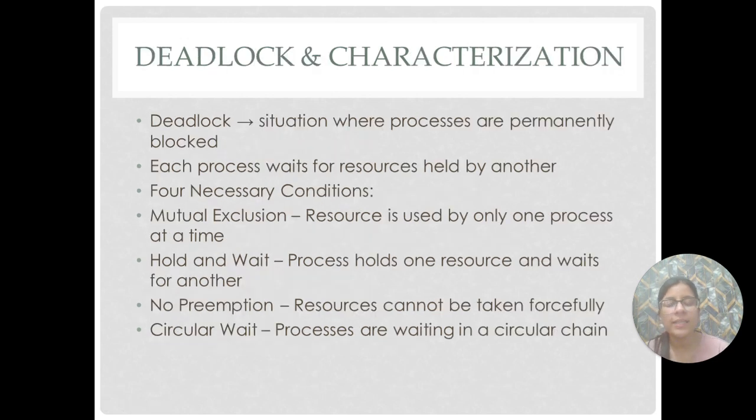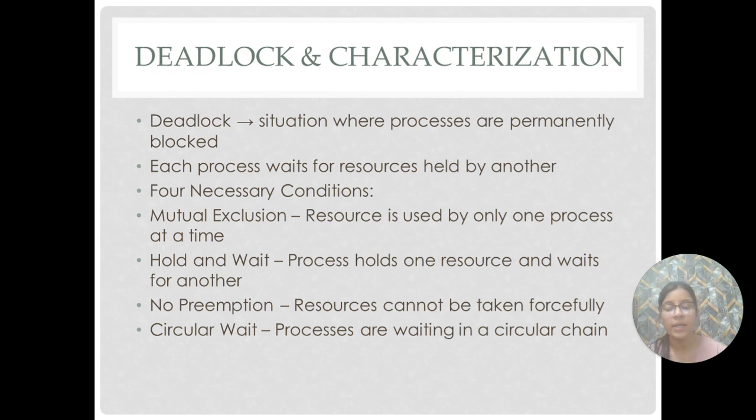Now, the next is deadlock and characterization. Deadlock is a very important term. Deadlock is a situation when all the processes are permanently blocked. Each process is waiting for resources held by another. So this happens when processes are waiting for each other, and there are four main conditions on which deadlock happens.